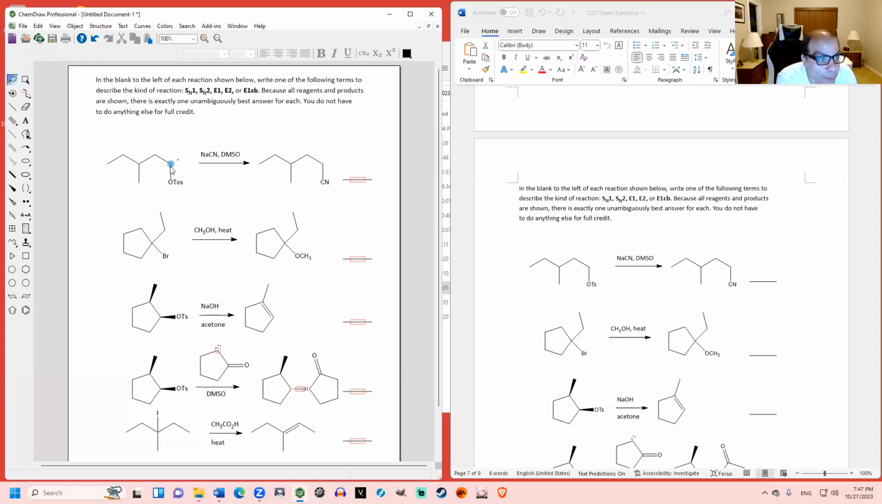And since we have a primary substrate and a polar aprotic solvent, we're not going to get a unimolecular reaction. We're going to get a bimolecular reaction. So this requires recognizing that CN- is a really good nucleophile, recognizing the polar aprotic solvent.